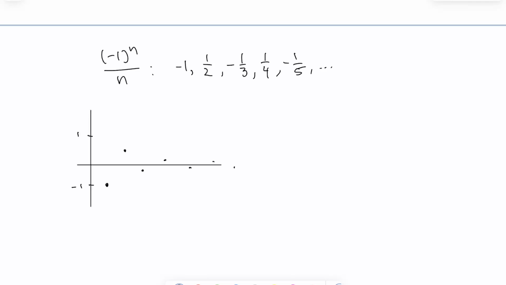What do you say? Does it converge to 0? It does converge to 0. Yeah, these numbers get close to 0. They are bumping back and forth in terms of the signs, but they are converging to 0. So the limit as n goes to infinity of (-1)^n over n actually equals 0. It converges.